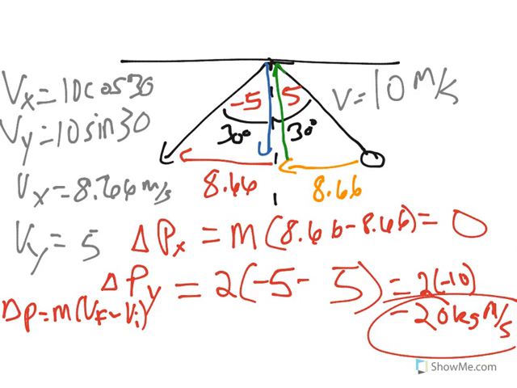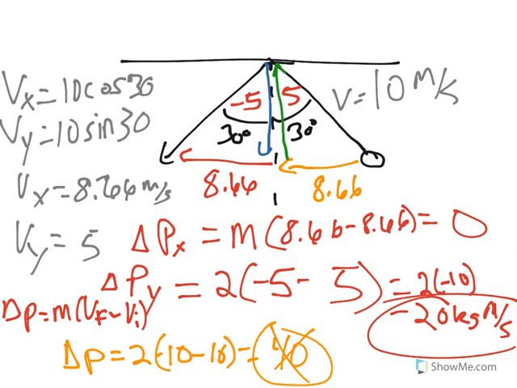Now you notice this is different, by the way, than if we had just done change in momentum equals 2 times negative 10 minus 10. That would be a change in momentum of 40, which is not the answer. So we need to make sure we break it up into components if it's at an angle.